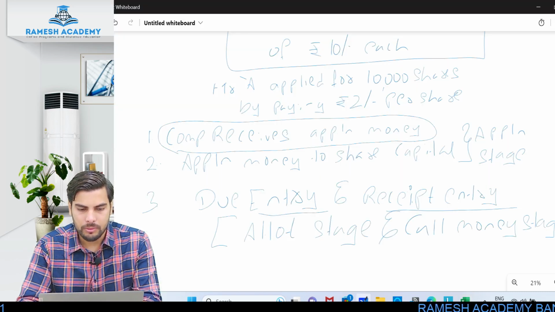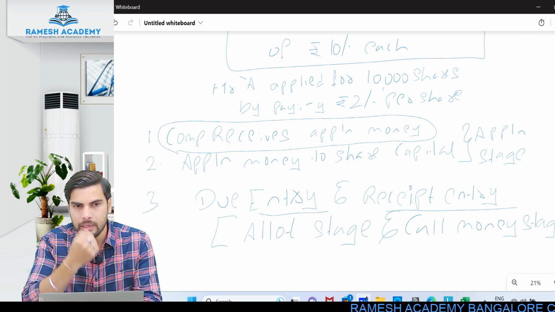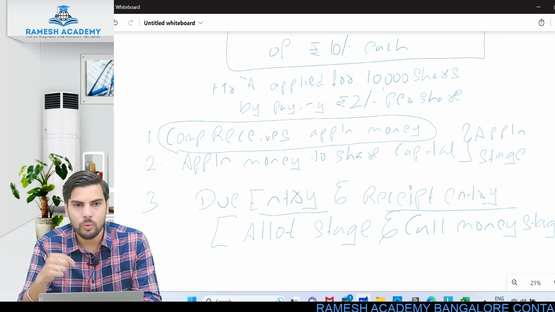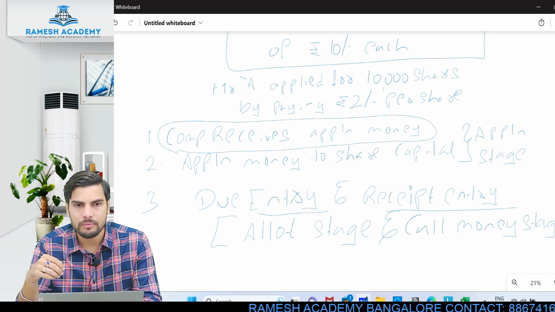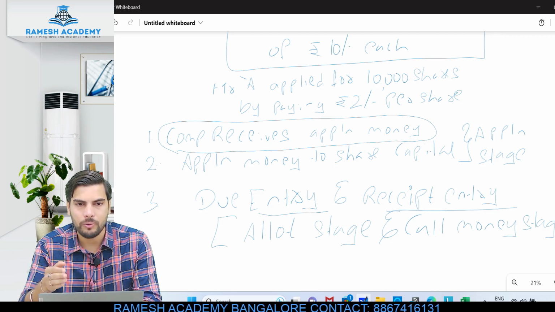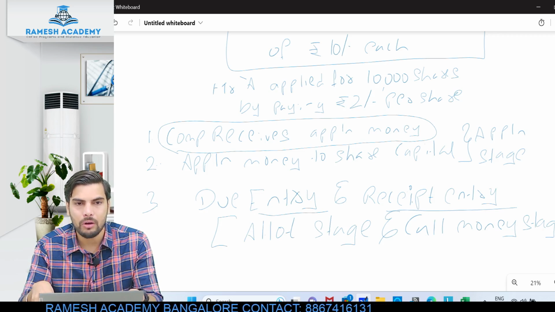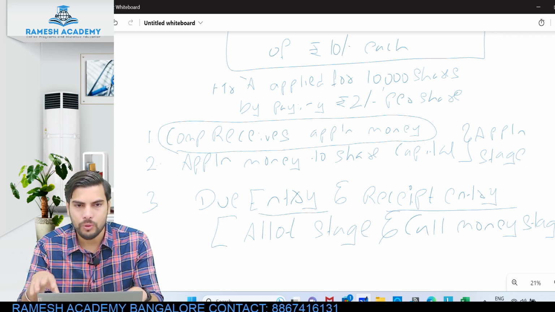Remember this: the company receives this application money. So once the company receives this application money, what does it do with it? Don't you think this amount is transferred to share capital? Ultimately, whether it is the amount received at the application stage, the allotment stage, or the call money stage, everything ultimately belongs to what? Everything will be transferred to share capital.